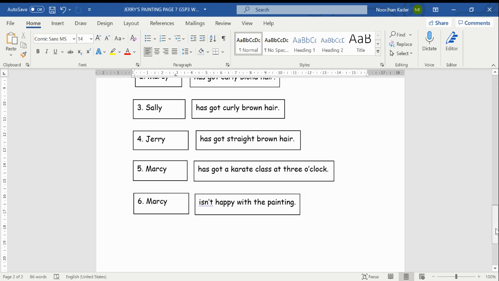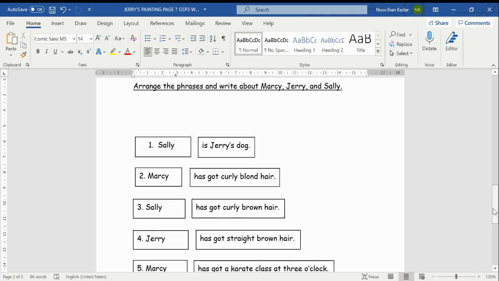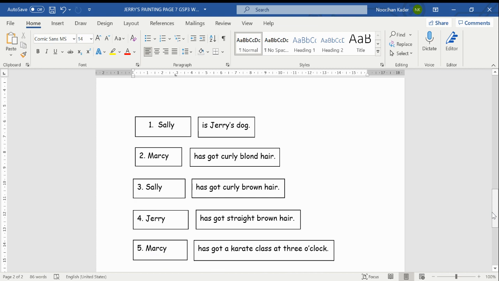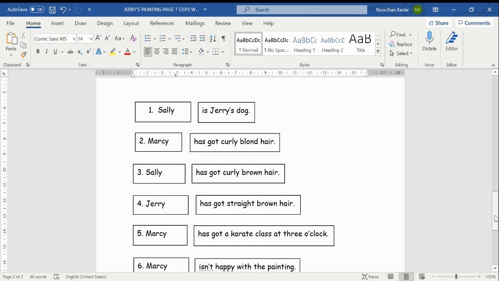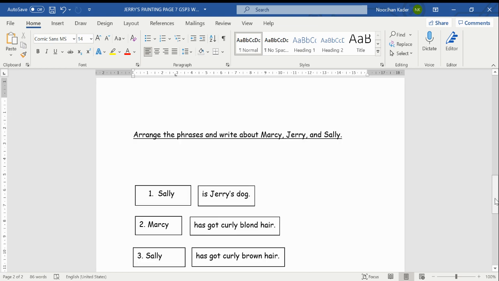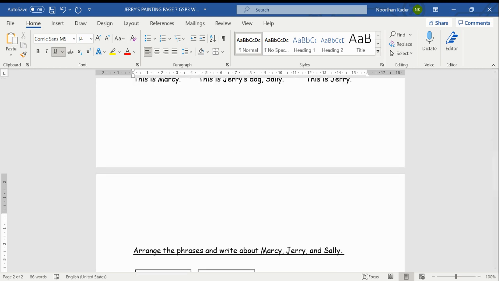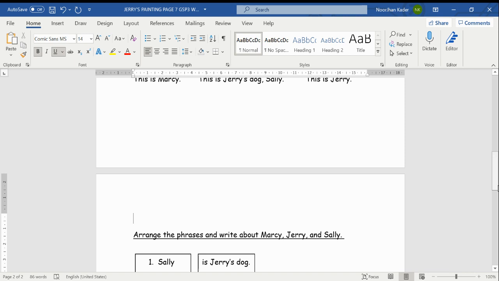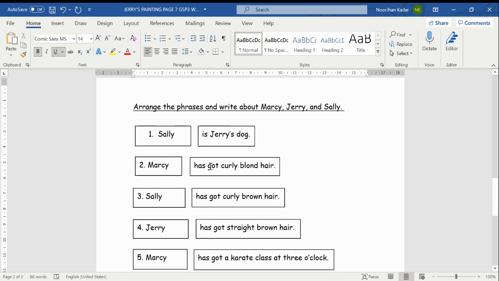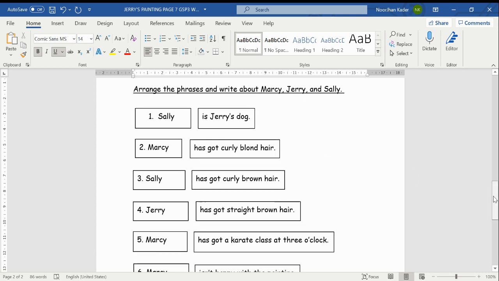So we have already arranged all the phrases and the 6 names with numbers. So number 1, number 2, number 3, number 4, number 5, number 6. There are no more phrases or names here because we have arranged all of them in order. So let's go up a bit. Let's check if we have arranged the names and the phrases accordingly. So let's read the sentences and check whether they are arranged correctly.